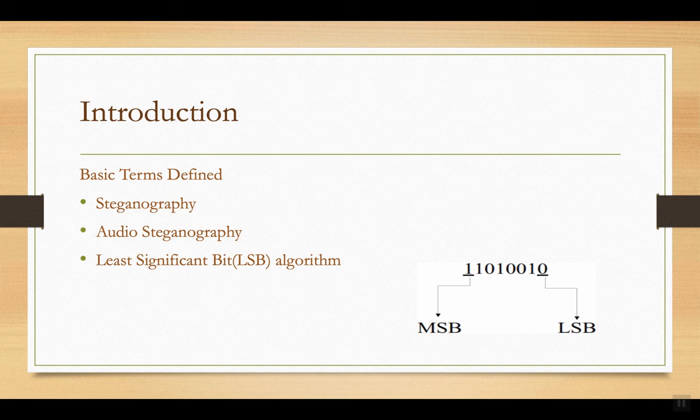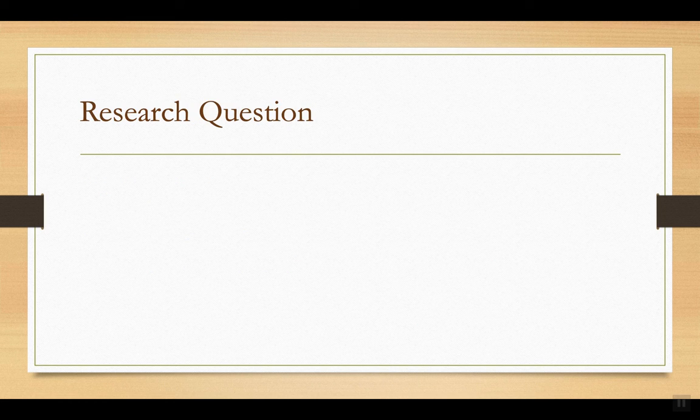LSB, also known as low bit encoding, is one of the most used methods. It is easy to implement and messages can be hidden quite secretly. The distortion rate in LSB is very low in comparison to other approaches. The basic idea in LSB is to change the lowest bits of the audio file with the message's bits. So next is research question.